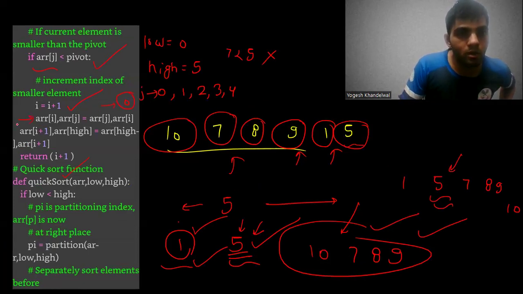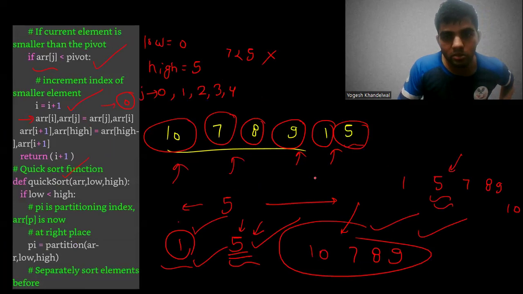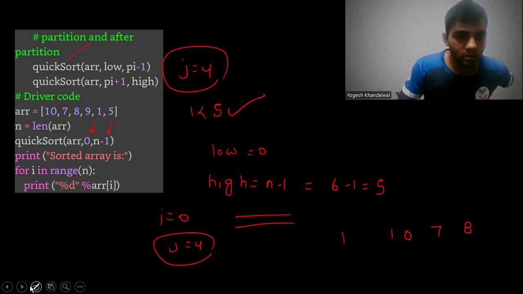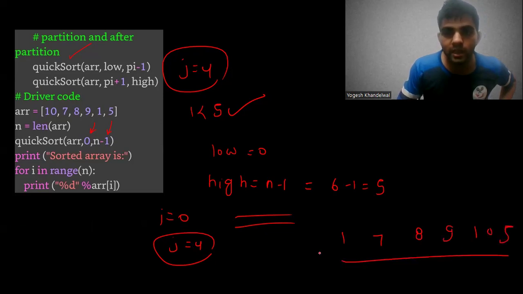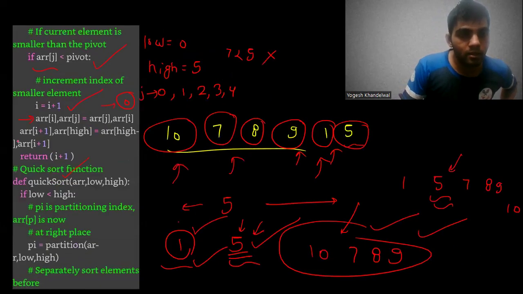Then we are swapping array of i and array of j. In this case we have i equal to 0 and j equal to 4. The i equal to 0 element is this and the j equal to 4 element is this. So after swapping it will become 1, 7, 8, 9, 10 and 5. So 1 and 10 are swapped, and after completing the for loop, we come out of this and we do this.